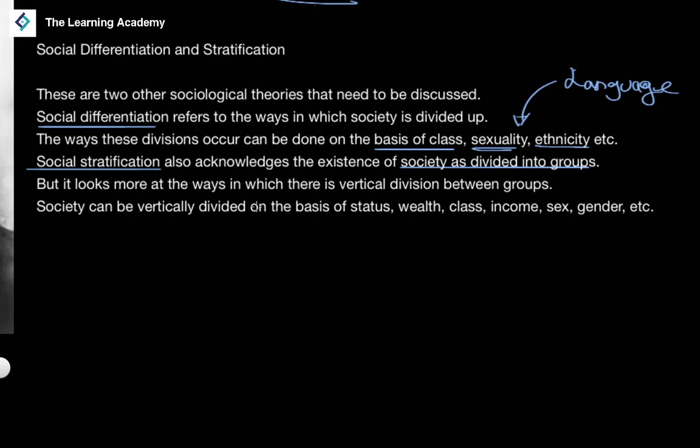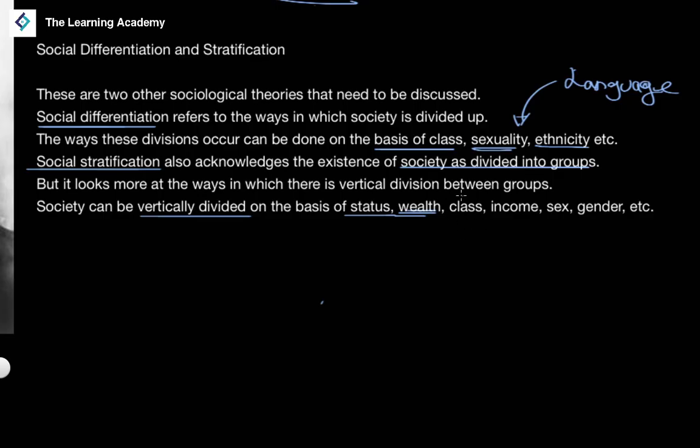So the sort of vertical division within groups, to the point in which we have people who are higher up in society and people who are lower down in society. And this vertical division can be on a number of different bases. It can be on the basis of status. It could be on the basis of wealth.